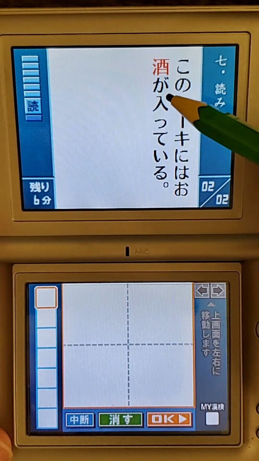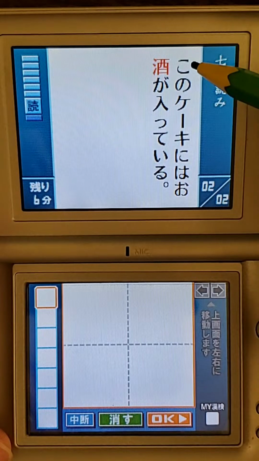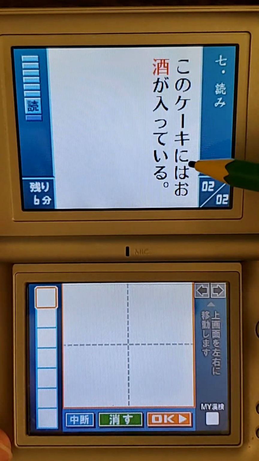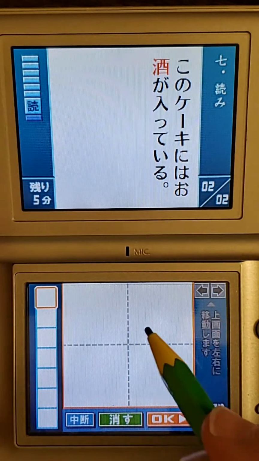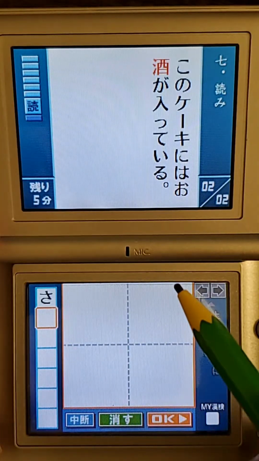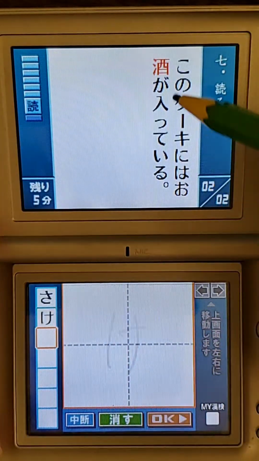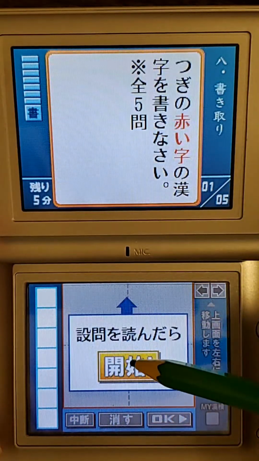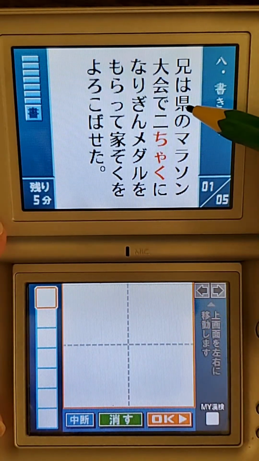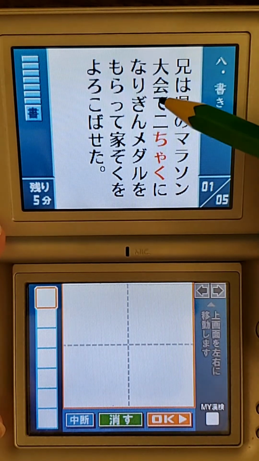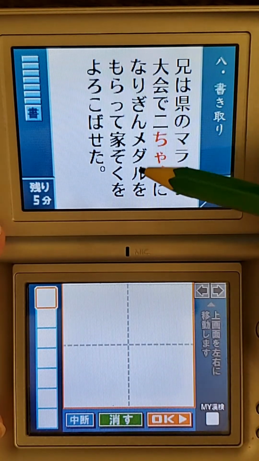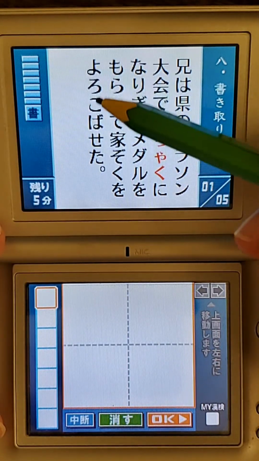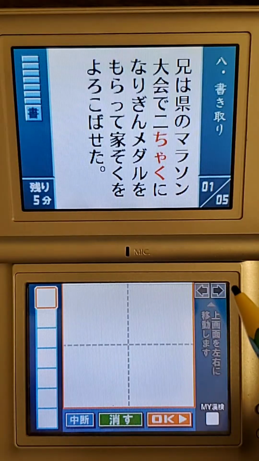このケーキにはお酒が入っている. So this cake, osake, so alcohol, 入ってる is like in it. So this cake has alcohol in it. So gotta write the reading of this sake, osake. All right, next one here. So ani wa ken no marathon 大会で2着になり銀メダルをもらって家族を喜ばせた. So on this part of the level, I gotta write the kanji.